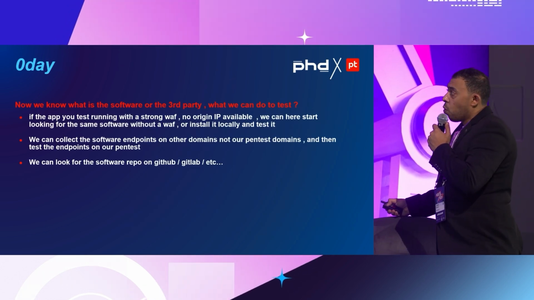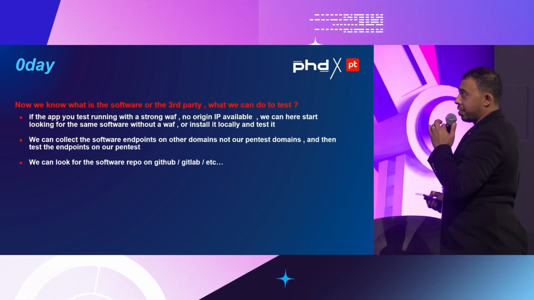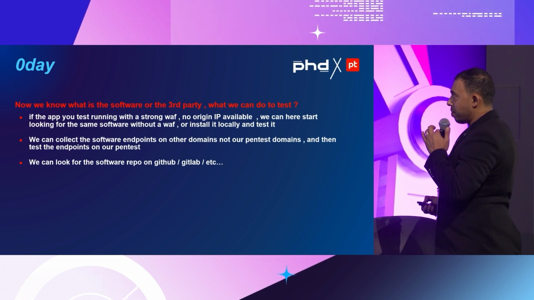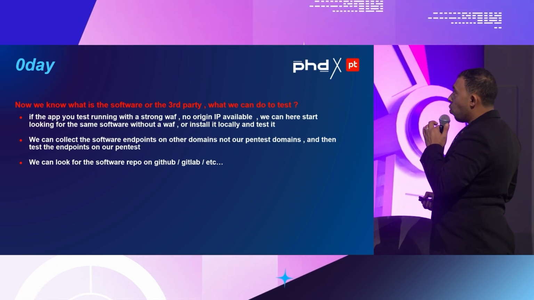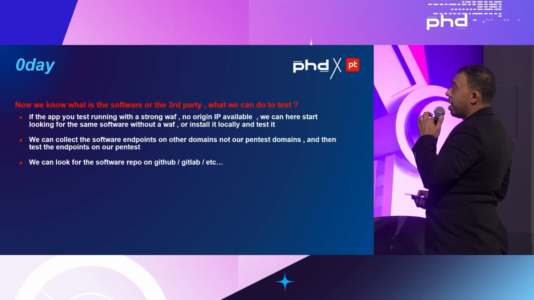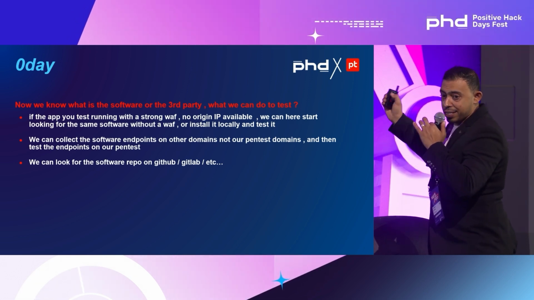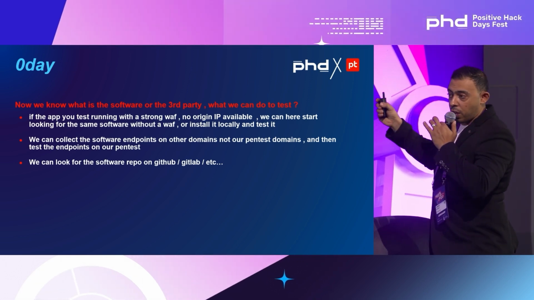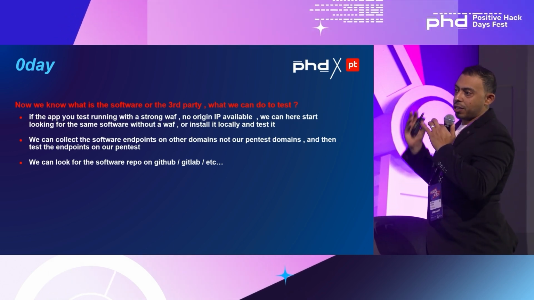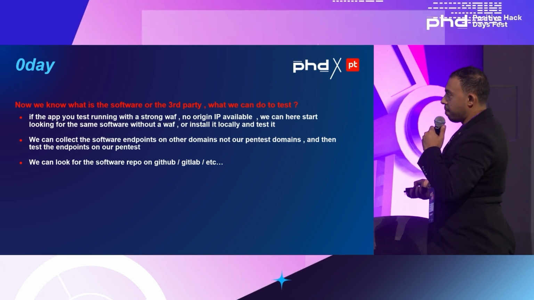So now we know what the software or the third party is, what can we do after testing? If the app is running with a strong WAF and no origin IP, we can start looking for the same software without a WAF, or install it locally and test it. Like if we're working on a target with a strong WAF, I take the favicon, match it with similar apps without a WAF, and then I start testing. Or if it's software, I can download it locally and test it.